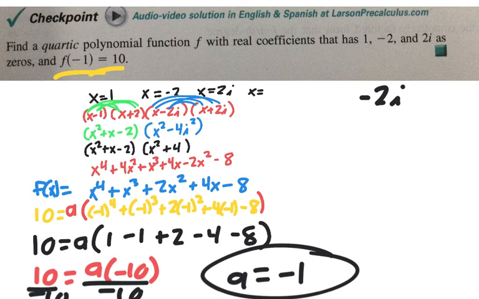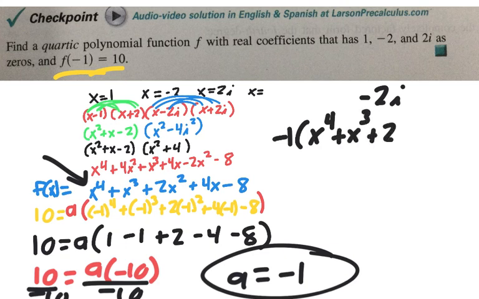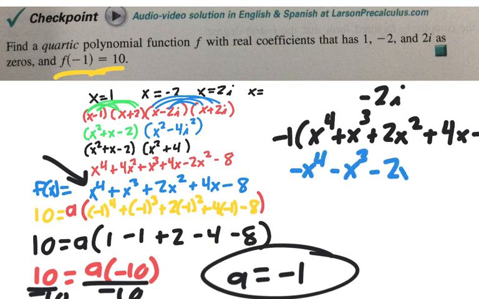So that means I go back to my original, my blue one here. I'm going to multiply all that by negative 1. So I have negative 1 times x to the 4th plus x to the 3rd plus 2x squared plus 4x minus 8. And then distribute: negative x to the 4th minus x to the 3rd minus 2x squared minus 4x plus 8.